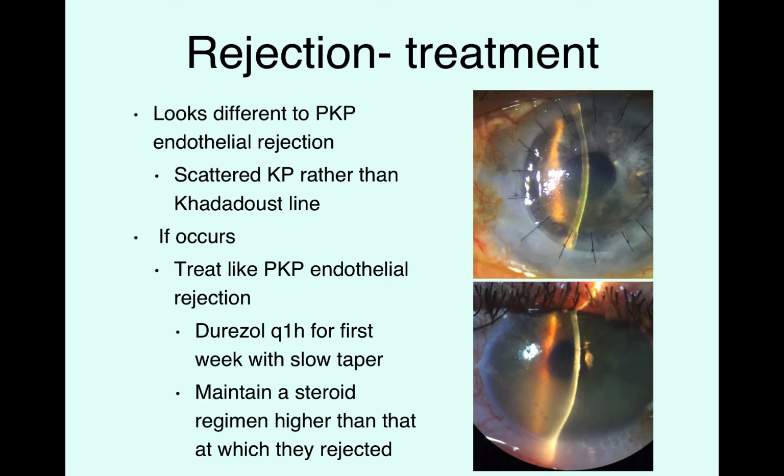The rejection looks slightly different to PKP rejection. In the picture at the top, there's a demarcation line here, which is a Khodadoust line, and edema relative to that area. The patient in the photo below has a DMEK which is undergoing an episode of rejection. I'm not sure how well it projects there, but they've just got these fine KP throughout and don't get a Khodadoust line. But you treat it the same way. Our regimen is to use Durezol hourly for the first week and see how they respond. And our patients have done well with that. We haven't needed to augment anyone with peribulbar or periocular steroids or systemic steroids.